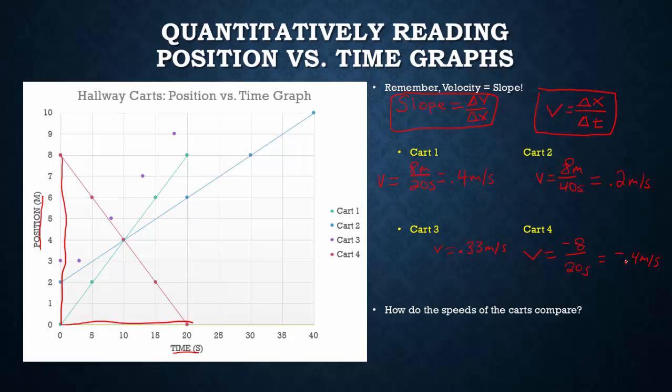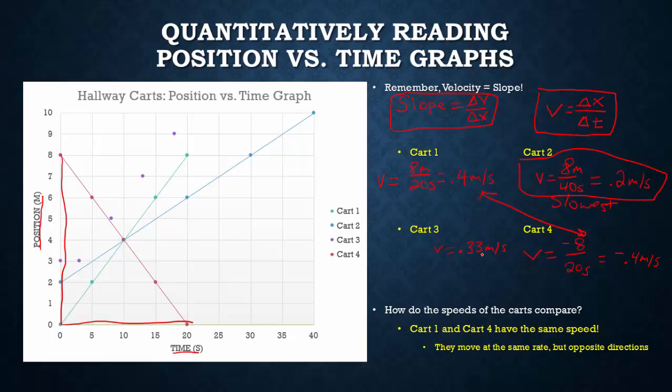Well, how did the speeds of the carts compare? Just like we said before, the slope of cart number 2 was the least steep slope. So this cart, as shown in our calculations, is the one that is moving the slowest. The slopes of cart number 4 and cart number 1 are actually the same exact number, they're just moving in different directions. Therefore, we could say that cart number 1 and cart number 4 had the same speed, but they had different velocities because they are moving in different directions. Okay?